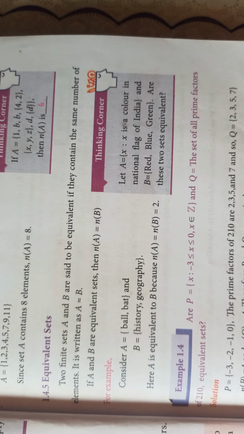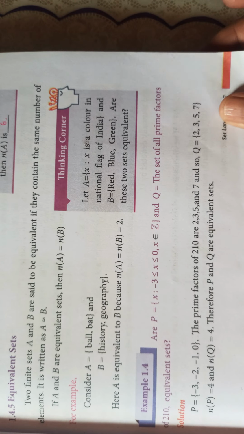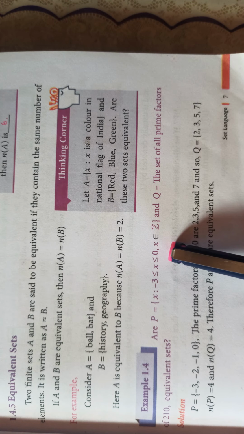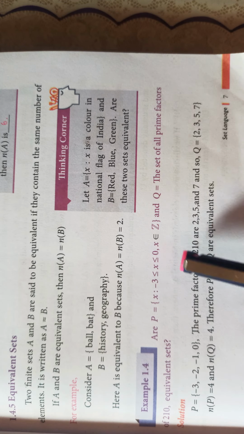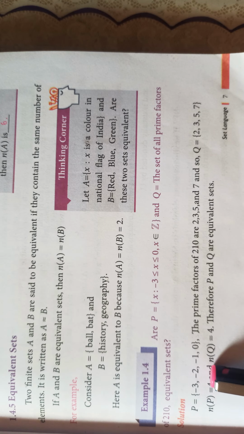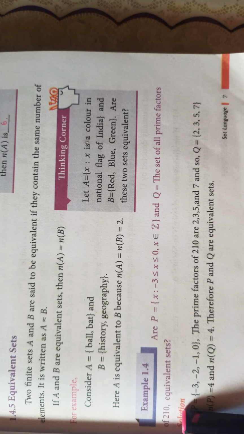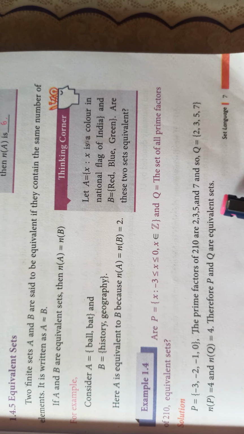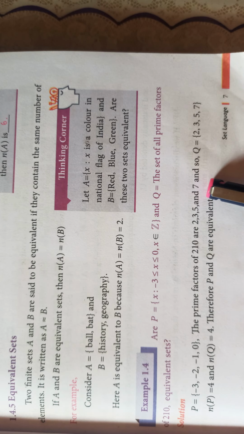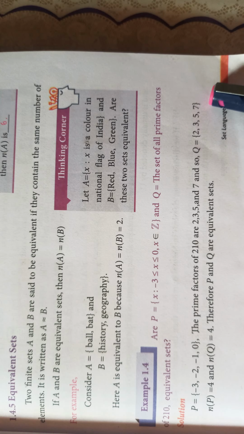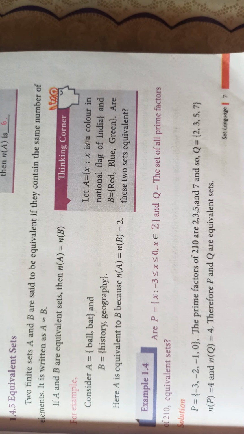Then we come to next part of the example. Example 1.4. P is given to us as integers from -3 to 0. So we write all the elements between -3 and 0: -3, -2, -1, 0. All the elements are represented here. Q is the set of all prime factors of 210. Set of all prime factors of 210 is 2, 3, 5, 7. So Q is represented like this. So first you need to write P, then you need to write Q. n of P is 4, n of Q is 4. There are 4 elements here, there are 4 elements here. Therefore they are equivalent sets.